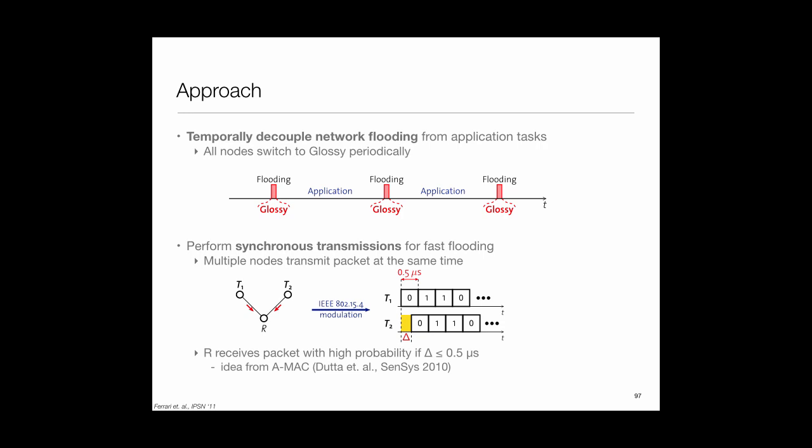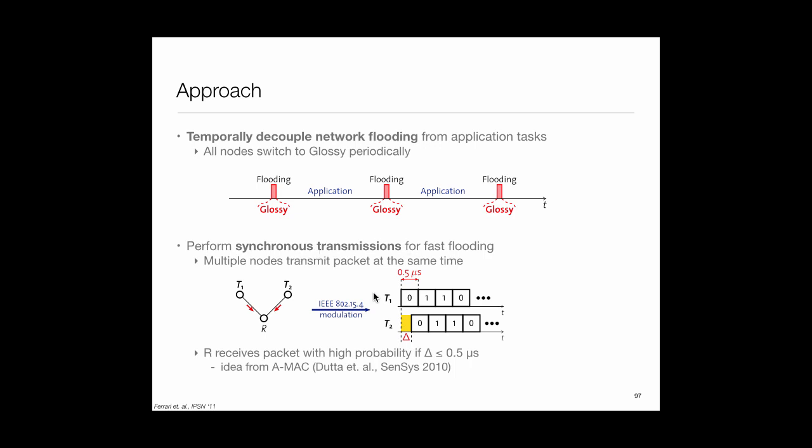You could just think of it like I have a server which every so often comes in and does the flooding, and anything which needs to be flooded during that time interval. So from a very high level perspective, my network system does flooding, goes into the rest of the application traffic, then again does flooding, and so on and so forth. And what it does is it performs synchronous transmission for doing fast flooding.